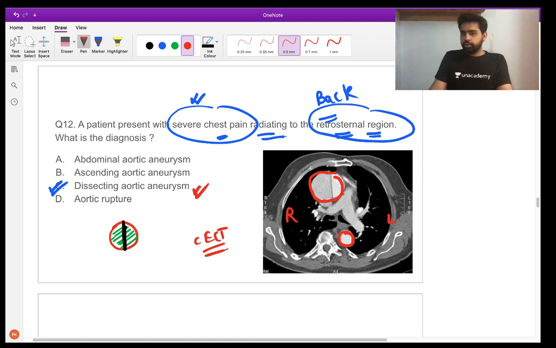Okay, so understood, Danish? Any doubts? Yeah, pulmonary artery, right? I did tell you, right? So it is a pulmonary artery, right? Any other doubt, Danish? Can we move on? Right.